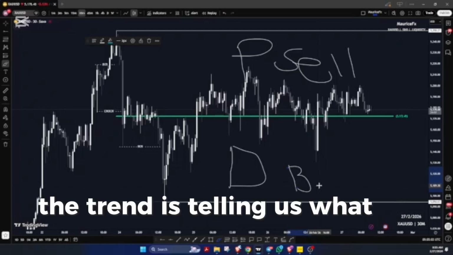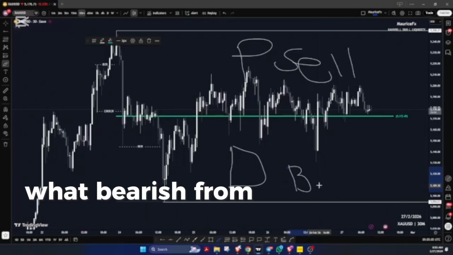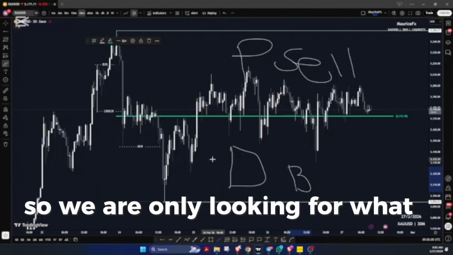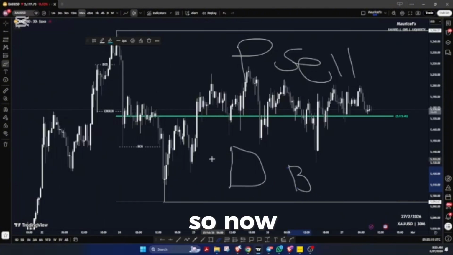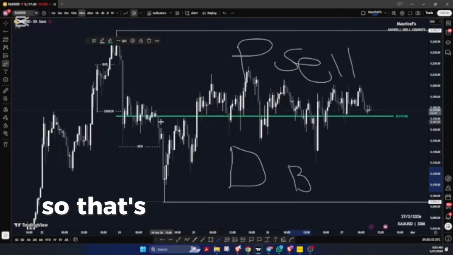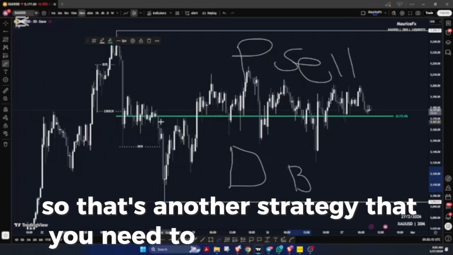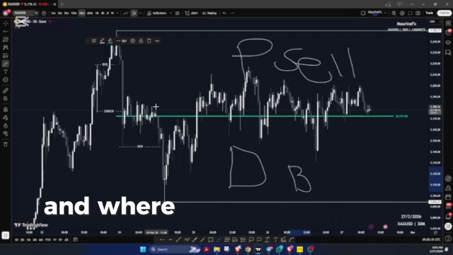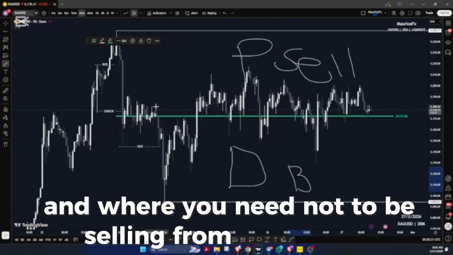The trend is telling us the market is bearish from the 30-minute time frame, when the market was here. So we are only looking for a selling opportunity. That's another strategy that you also need to apply, where you need to be selling from in this market and where you need not to be selling from.